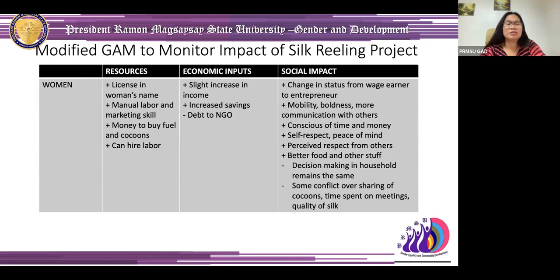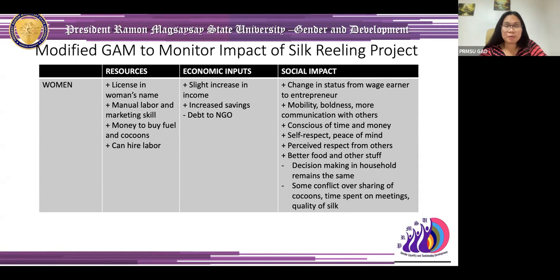Tapos tinignan din yung resources. Sa resources naman, positive dahil nagkaroon sila ng negosyo na ang lisensya ay pangalan nila. And then positive kasi kaya naman nila yung manual labor, and then they have these marketing skills. Then they have money also to buy fuel, and then they can hire. Kaya naman nila mag-hire ng makakatulong sa kanila.